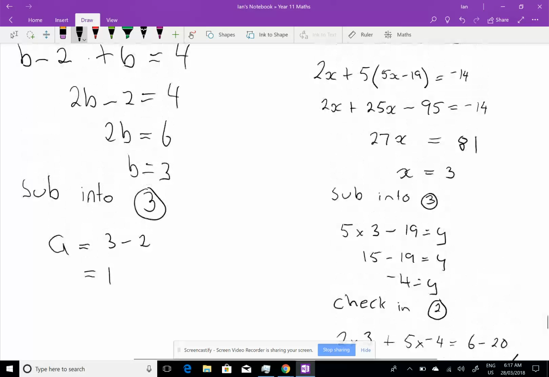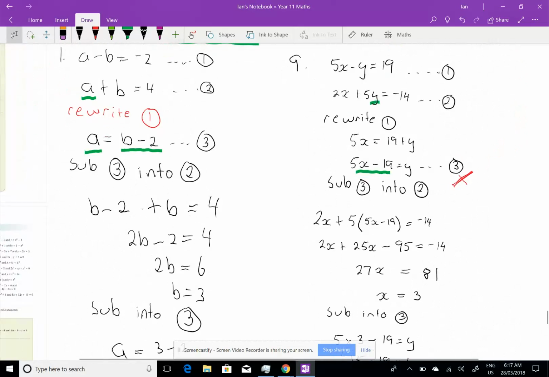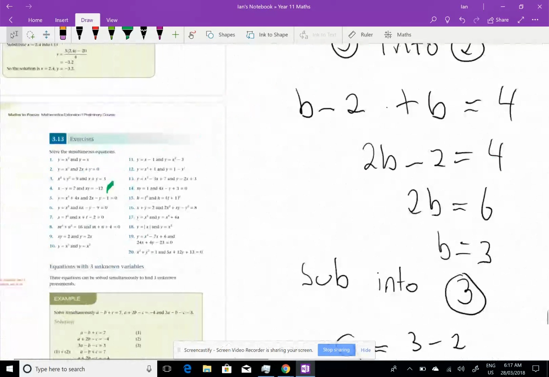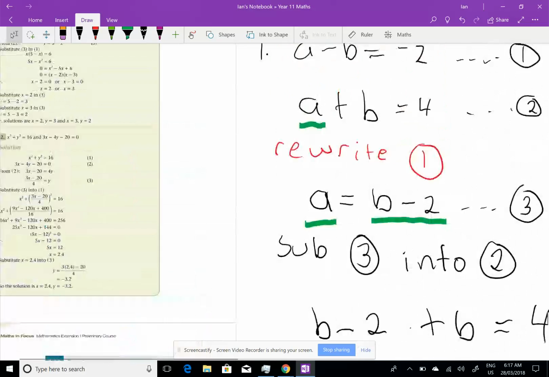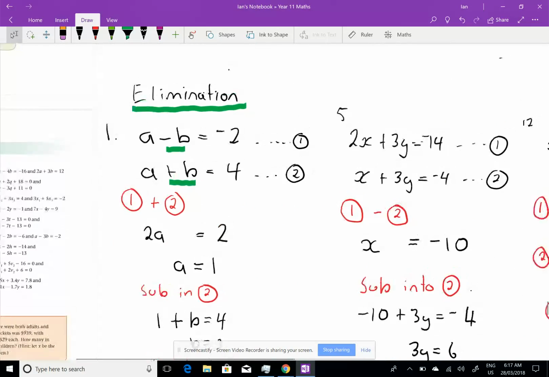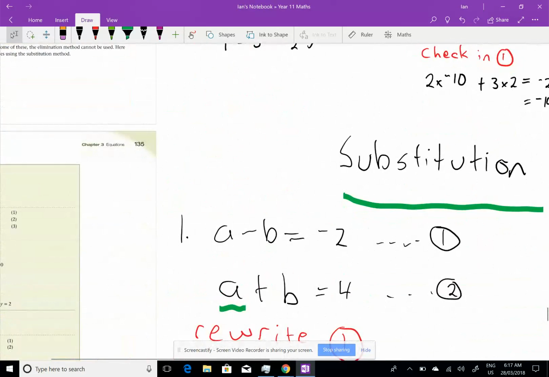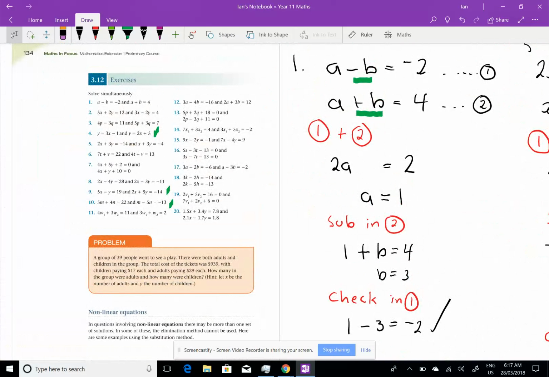Now, as I said, not a lot of these questions lend themselves to substitution. You're going to do a lot of substitution in the next exercise. Now, this is important. You have to do lots of them. So here's this exercise. I've done 1, 5, 12, 1 again, and 9. So I've done 4 of them for you. You have to do the other 16.